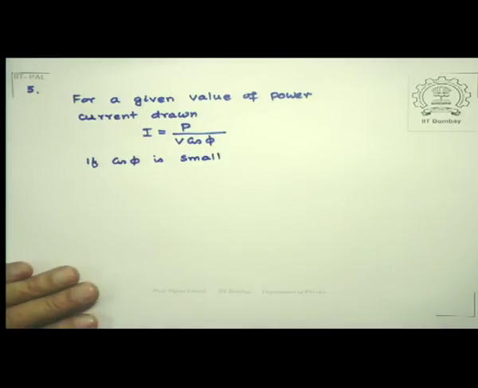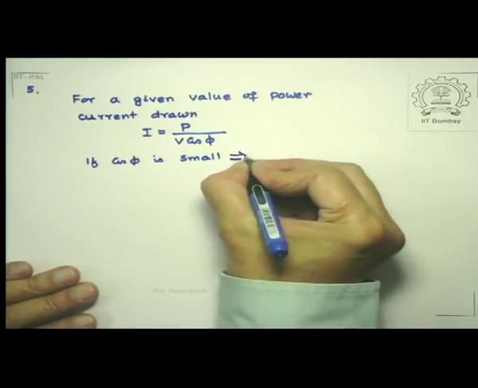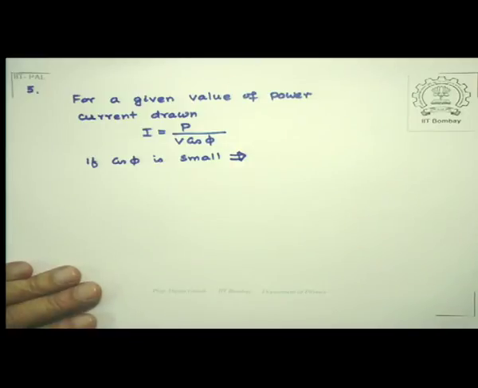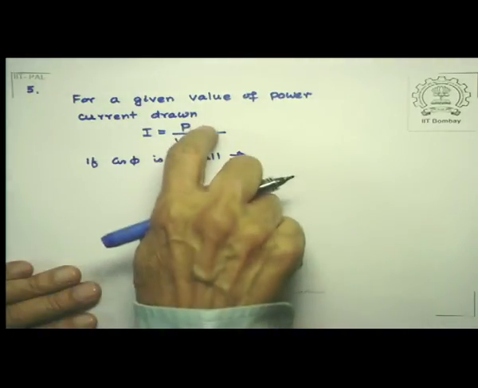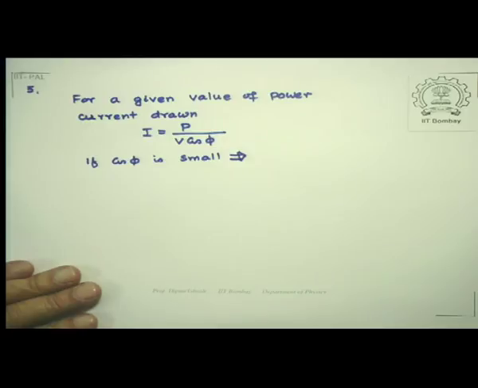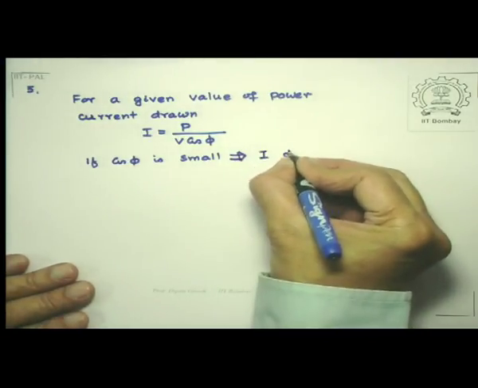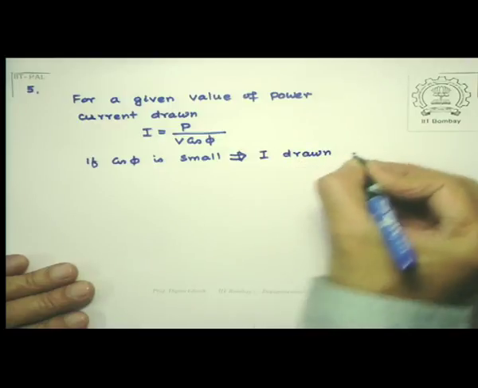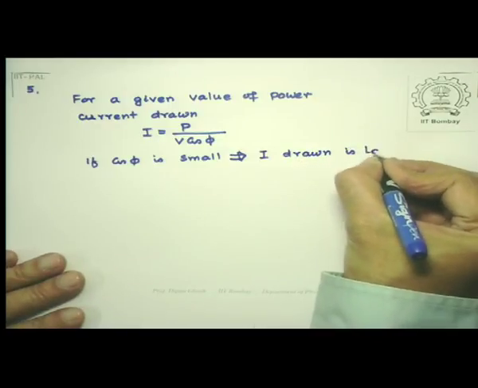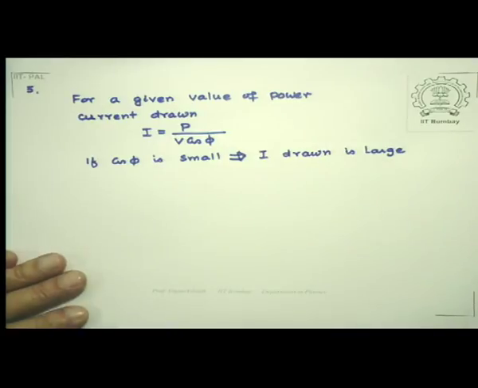this would imply that the current drawn by the circuit for a given true power, or the active power, is large. So, current drawn is large. Now, this implies that there will be higher losses along the transmission line.